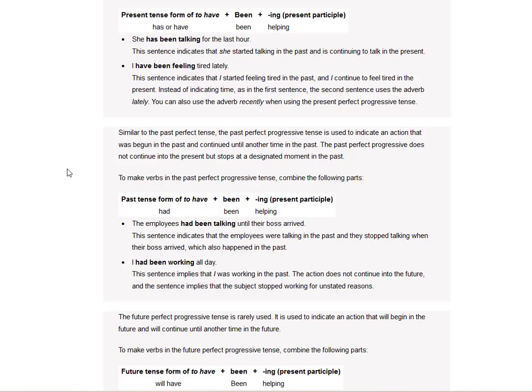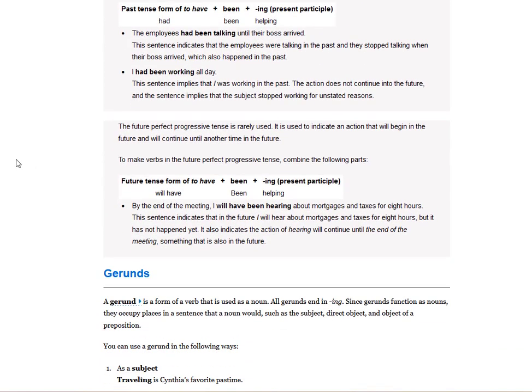So the future perfect progressive tense is rarely used. It is used to indicate an action that will begin in the future and will continue in the future. By the end of the meeting, I will have been hearing about mortgages and taxes for 8 hours.